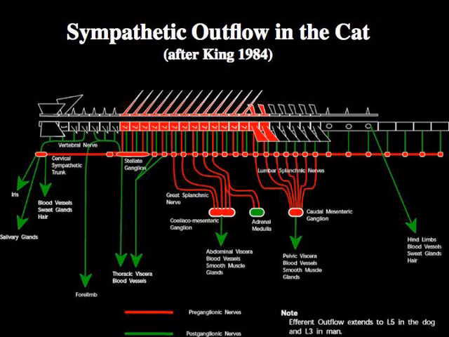This is the sympathetic outflow of the cat. The diagram is after a diagram from Tony King in 1984, which is in King's anatomy book. The sympathetic outflow is a thoracolumbar outflow. Here it is in the cat, going from T1 to L3. But remember that it's L5 in the dog and different in different species.